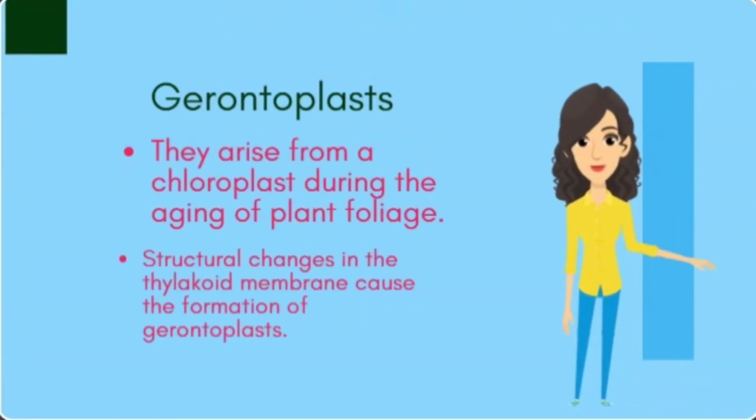Gerontoplasts. They arise from a chloroplast during the aging of plant foliage. Structural changes in the thylakoid membrane cause the formation of gerontoplasts.